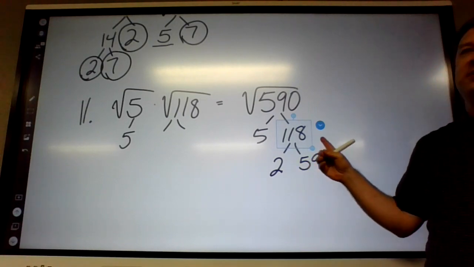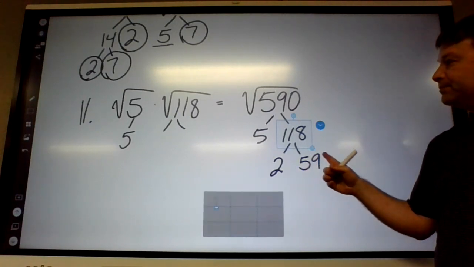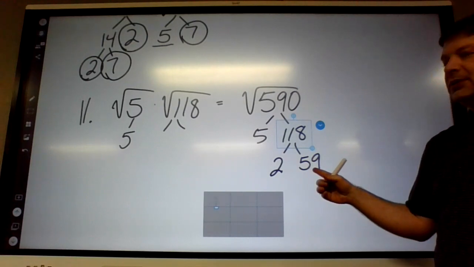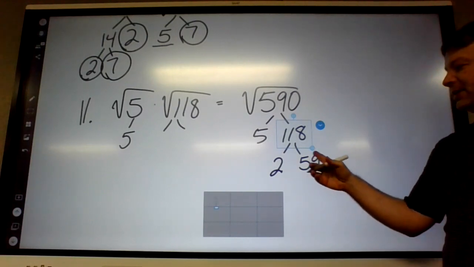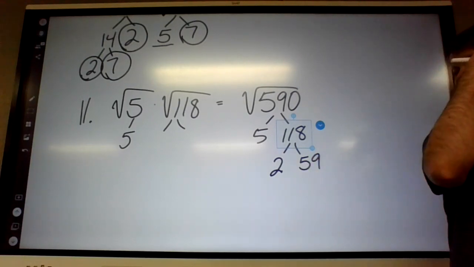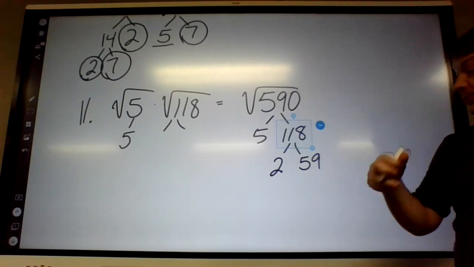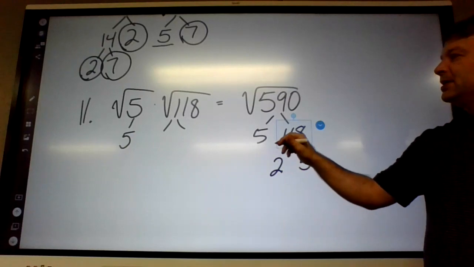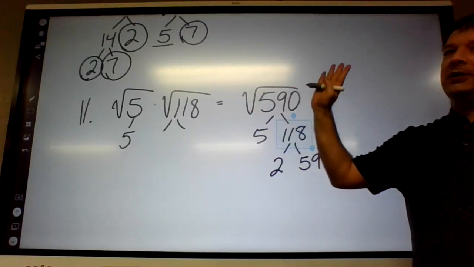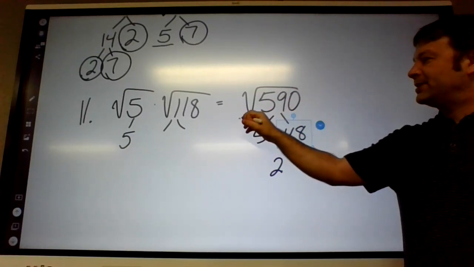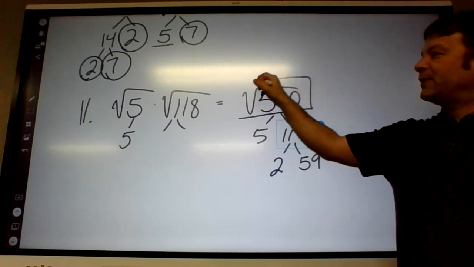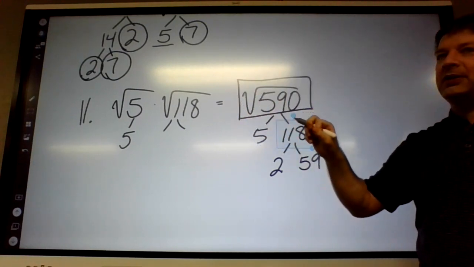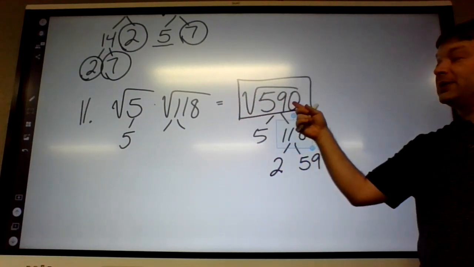59 is a prime. You've never seen this in your times tables or anything. That's because it's prime. Nothing goes into 59 except for 1 times 59. So what does that mean? There's no doubles. So what does that mean? Okay, does not simplify. But we're not going to write does not simplify because the answer is square root of 590. Okay, that doesn't simplify, but it's still the answer.